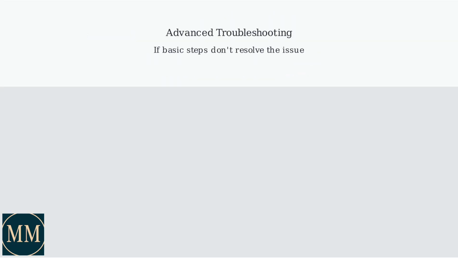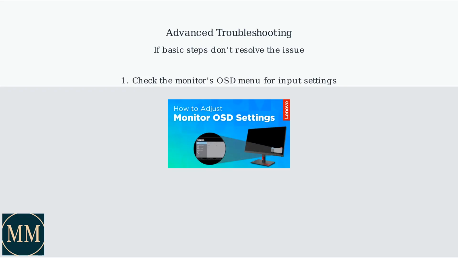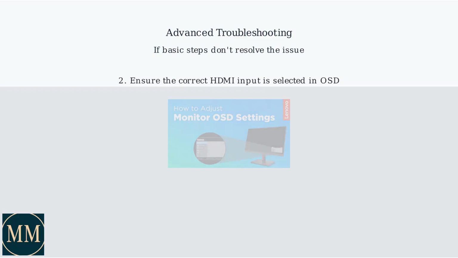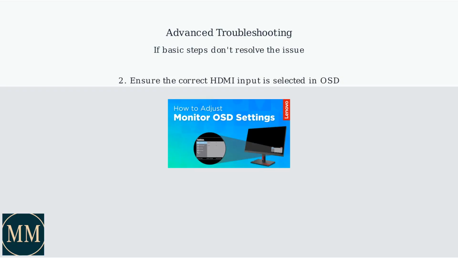If the basic troubleshooting steps don't resolve your HDMI no signal issue, try these advanced options. First, access your monitor's on-screen display menu, usually by pressing a button on the monitor. Navigate to the input or source settings to ensure the correct HDMI input is selected. In the OSD menu, verify that the HDMI input corresponding to your cable connection is active. Different monitors may label inputs as HDMI 1, HDMI 2, etc.